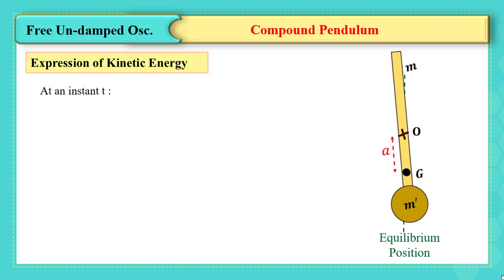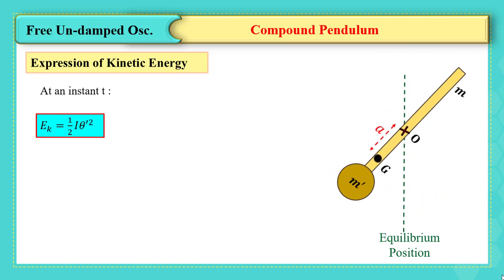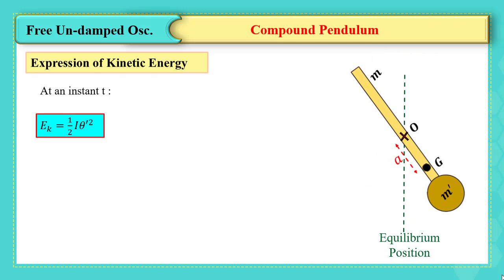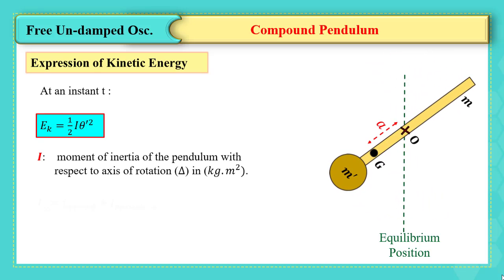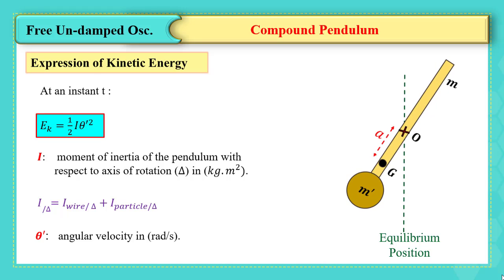So let's start with the kinetic energy. The kinetic energy at an instant t is given as half I theta prime squared, where I is the moment of inertia of the pendulum, and since it is for a system, it is the sum of I of the rod and I of the particle. Theta prime is the angular velocity.